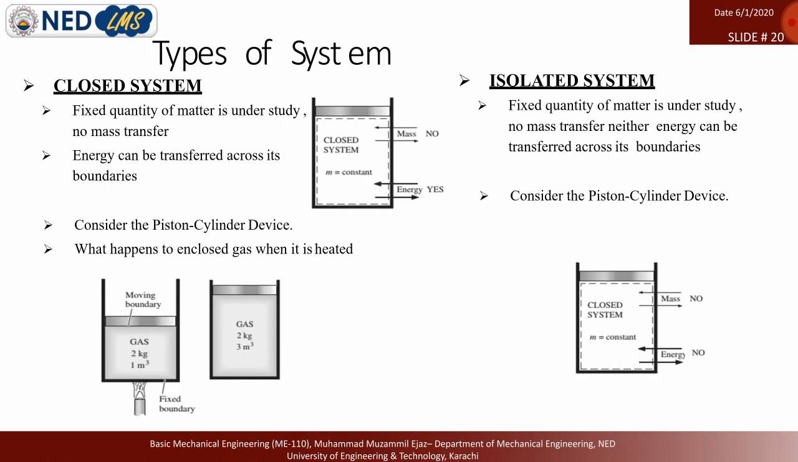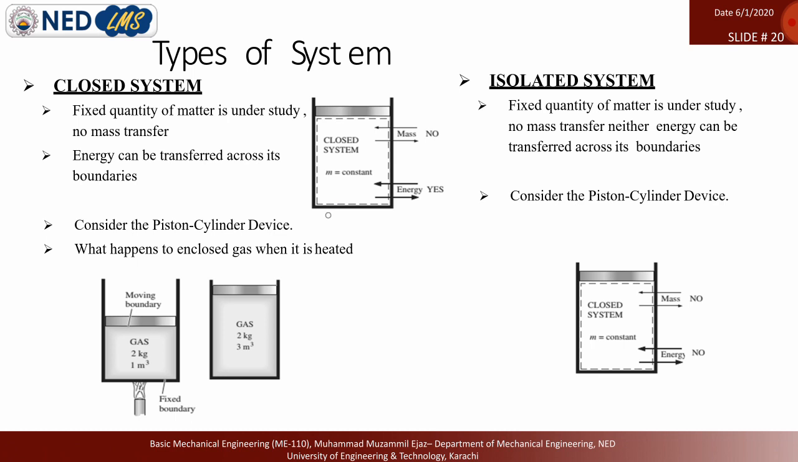Now, after system, boundary and surrounding, we can identify different types of systems. We have majorly three types of system in thermodynamics: closed system, isolated system and open system. First of all, the very simple system is the closed system.